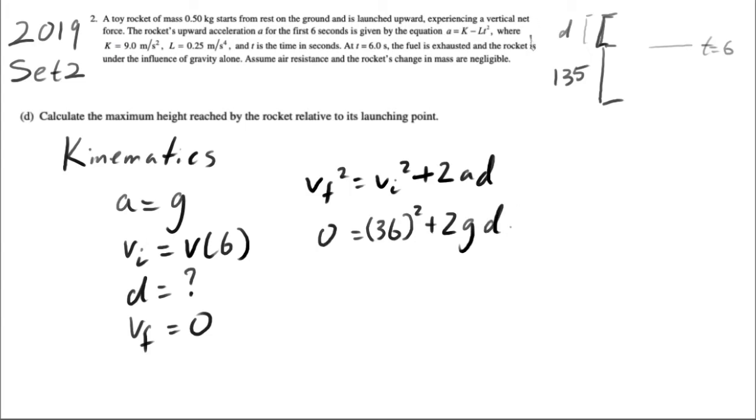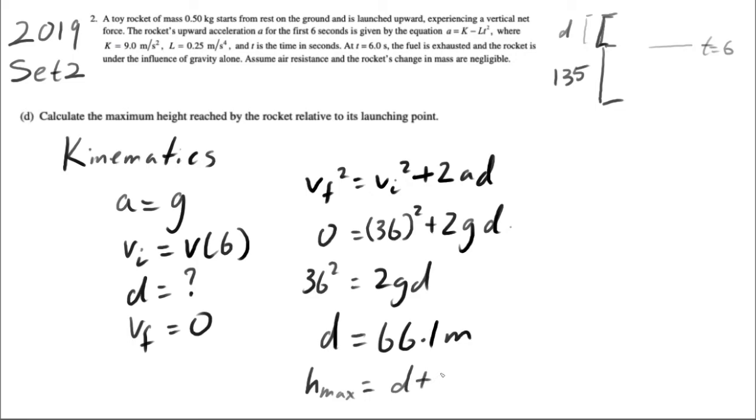Since we made our positive going downward, the displacement is actually upward, so it's going to be negative. We're going to use the absolute value for that. So it's 36 squared equals 2GD. D is about 66.1 meters. And then H max is D plus 135, which equals 201.1 meters. And that is your answer for part D.